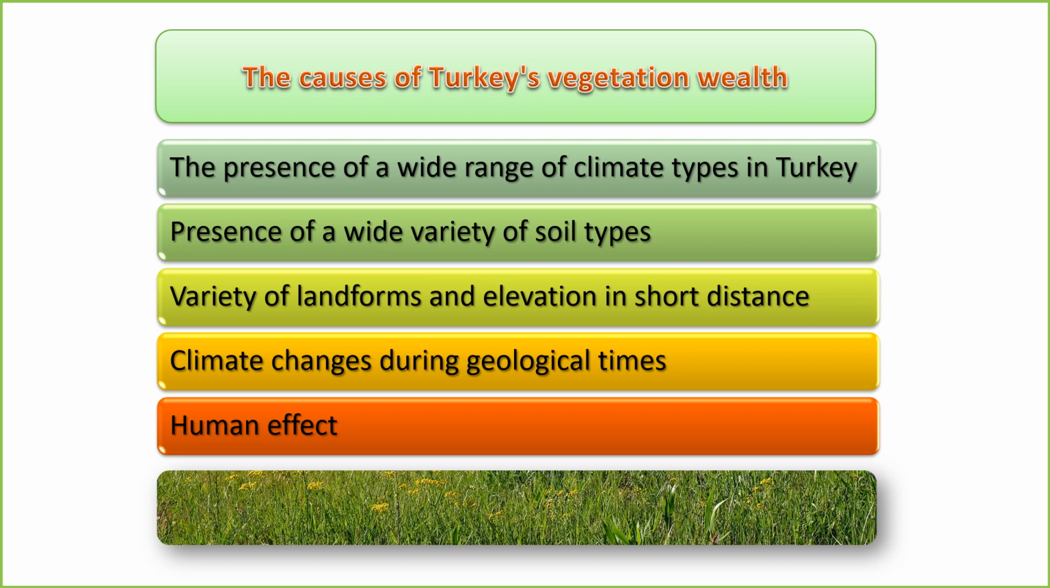5. Human influence. Human activities, including traditional land use practices, agriculture, and settlement patterns, have shaped the landscape and influenced biodiversity. Human cultivation of certain plants and the introduction of non-native species have further added to the complexity of Turkey's ecosystems. In summary, the convergence of diverse climate types, soil variations, topographical features, historical climate changes, and human influence has created a mosaic of ecosystems in Turkey, fostering a high level of biodiversity.